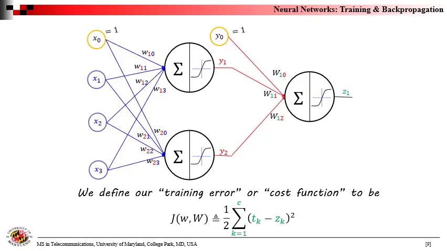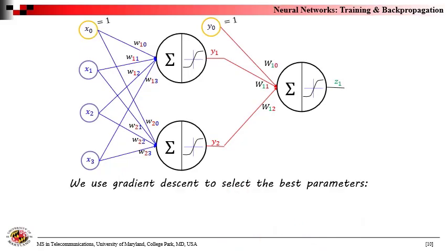So therefore, we define our training error, or if you prefer, you can call it a cost function, to be the distance between the desired output and the output that we actually get. That distance is squared, and we add them over all the possible outputs. In this particular case, we only have the one output. So in this particular case, capital K is equal to 1, and we only get a single term, 1/2 (T1 minus Z1) quantity squared.